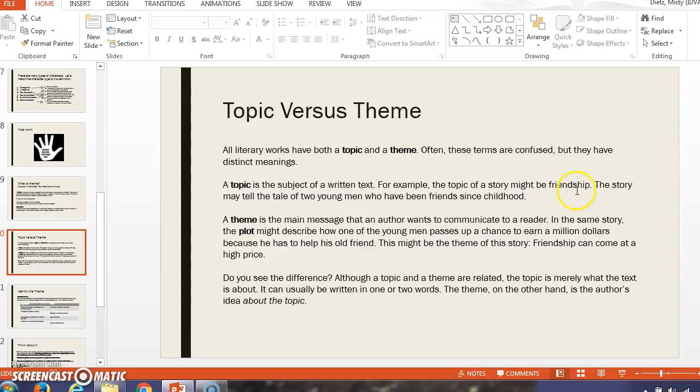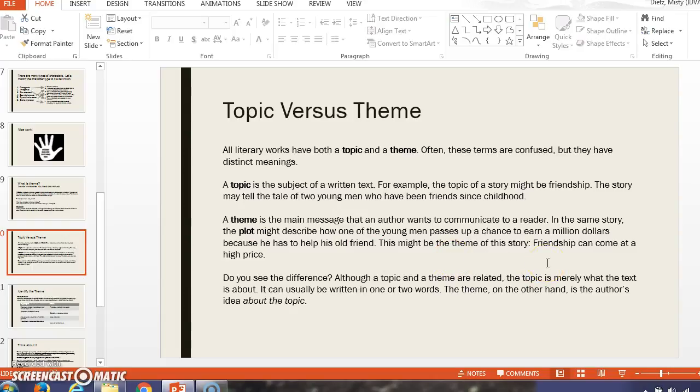If we had a story about friendship, the story may tell the tale of two young men who've been friends since childhood. The theme, on the other hand, is the main message that an author wants to communicate to the reader. So in that same story, the plot might describe how one of the young men passes up a chance to earn $1 million because he has to help his old friend. And this might be the theme of the story: friendship can come at a high price.